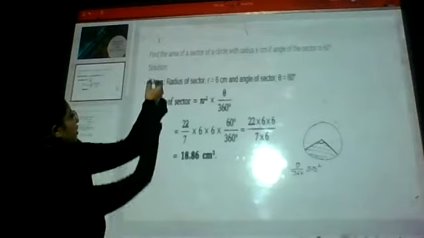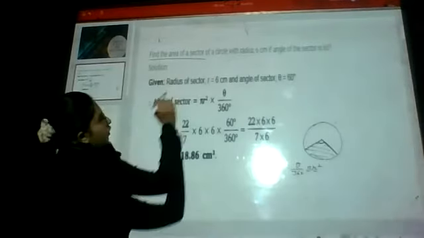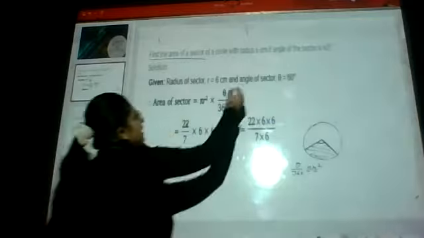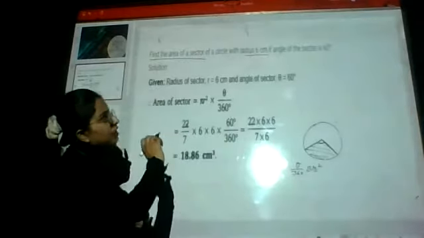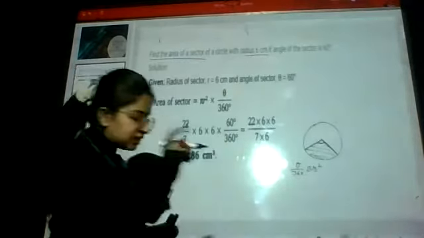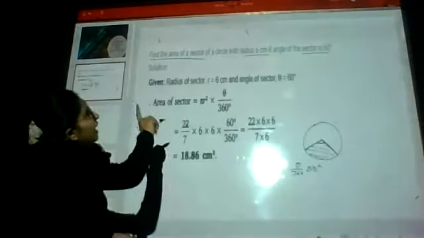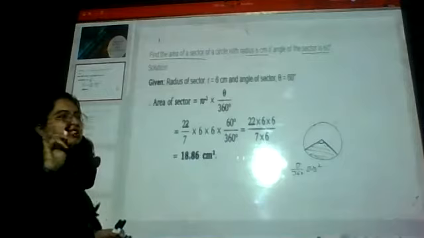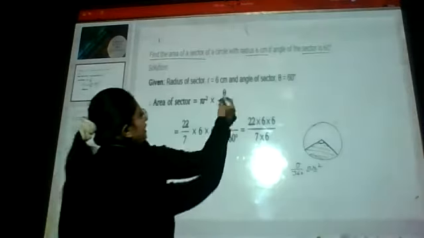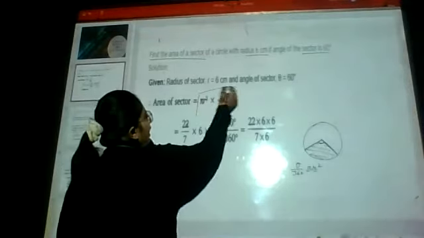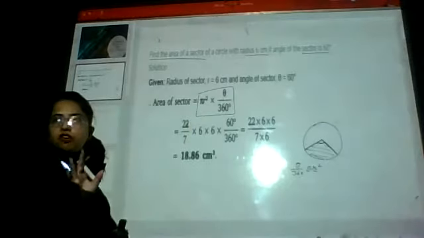So what's the first question? Find the area of sector of circle whose radius is 6 centimeter. Angle of sector is 60 degree. An angle is given to you, 60 degree. Find the area of sector. What is the formula for area of sector? Theta by 360 pi r square, right? This is the formula only.